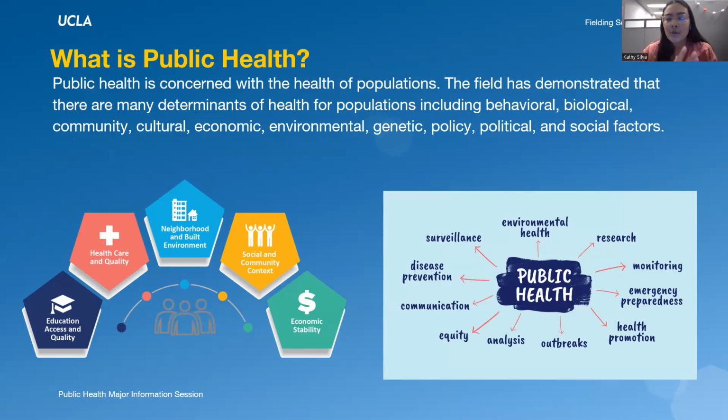All right, so I don't want to assume that everyone has the same level of exposure or understanding to public health. So just to orient us, briefly, public health is concerned with the health of populations. So it's more on a larger scale than at the individual level. So the field really looks at various determinants of health for populations, whether they be behavioral factors, community factors, cultural or environmental, policy, political, and other social factors. So we look at things like access to education and the quality of that education, neighborhood and built environment, and economic stability, in addition to healthcare and quality and social and community context.